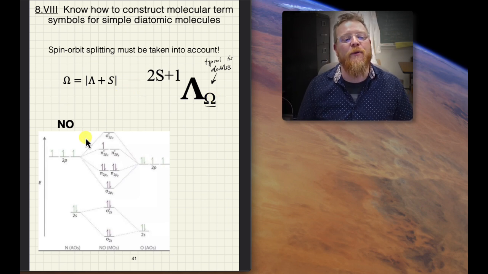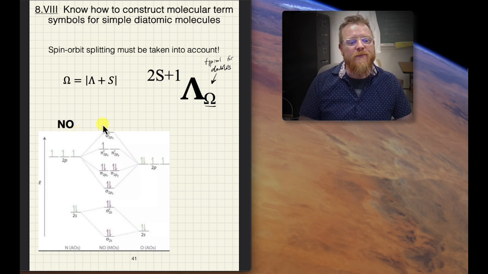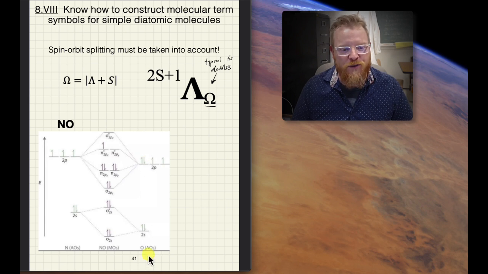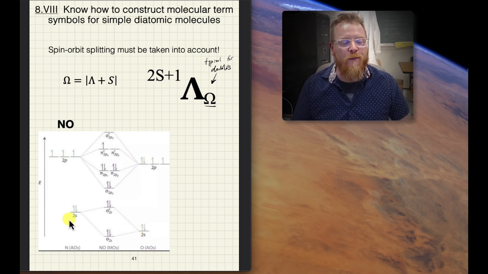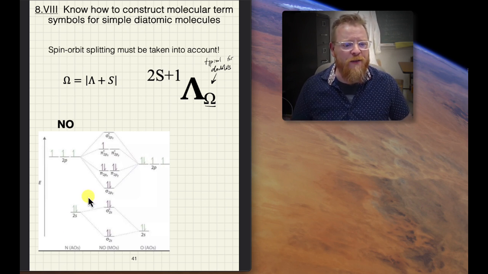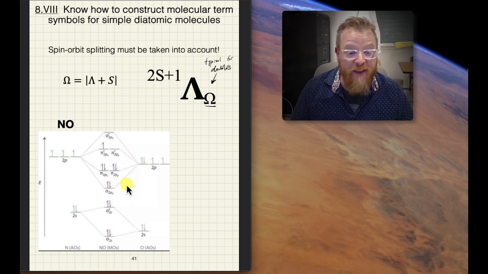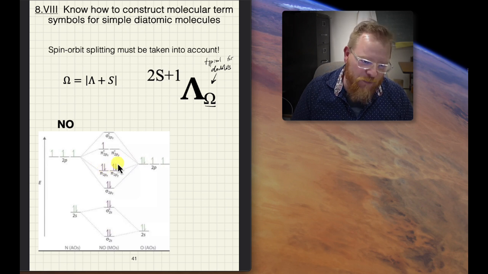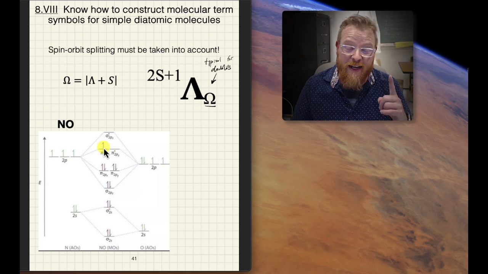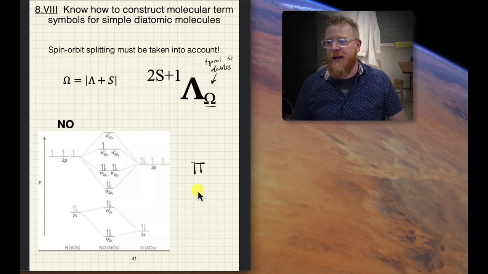So here's a good example. This is NO, so that's nitrogen monoxide. And so recall, the more electronegative element will be slightly lower than the more electropositive element. So when we put all of this together, we're going to end up with the following. So we'll have the lambda values, right? 0 plus 0 to make 0. Positive 1 and positive 1, negative 1 and negative 1, so that all zeroes out. But then finally, that one unpaired electron is going to give us a value of 1. So that's going to create a pi state, okay?